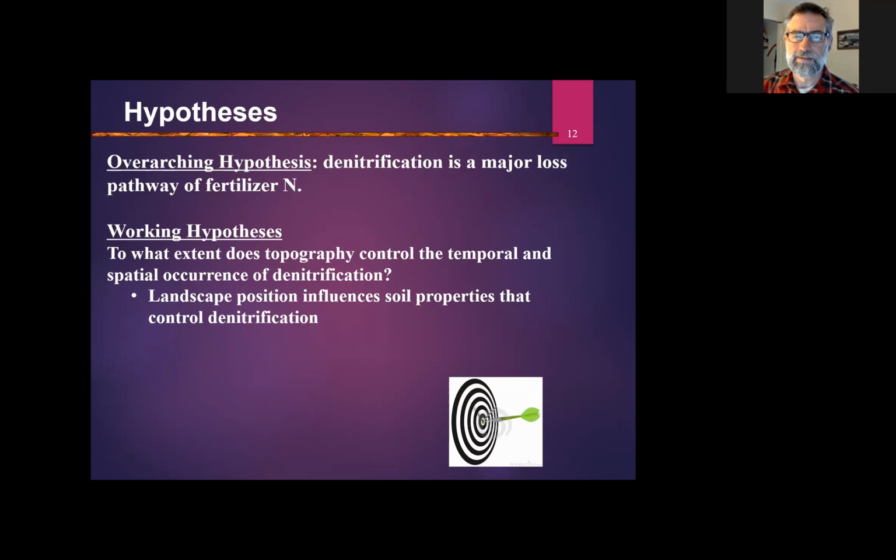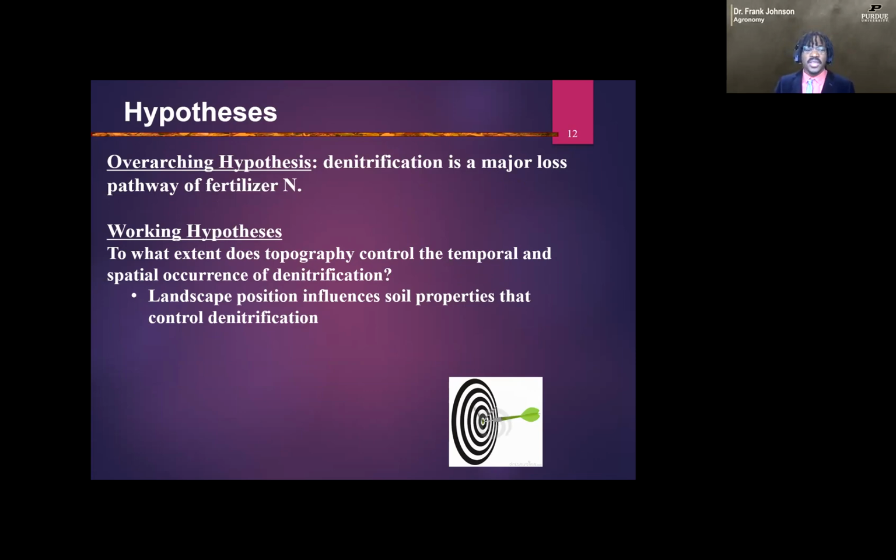So our hypothesis was that denitrification is a major loss pathway of fertilizer in our overarching hypothesis. In that Blood et al. study, they did not account for 38% of the nitrogen that they applied in their field. So, they assumed that most of it was lost through denitrification.